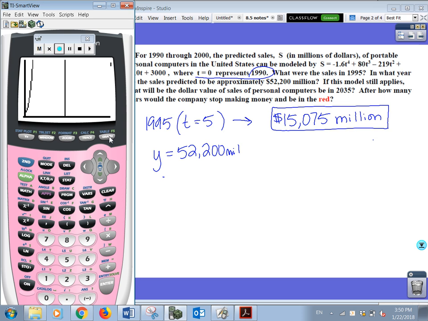All right, so I have where it goes up and down, but it didn't quite go high. Oh, but it doesn't matter how high I go, because remember, we're finding in what year are the sales predicted to be 52,200 million. So there's two answers right there. Notice it goes through twice. So we want to find now the intersect, so second trace 5. And you want to find both of them. There's two different times it happens. It goes on the way up and on the way down.